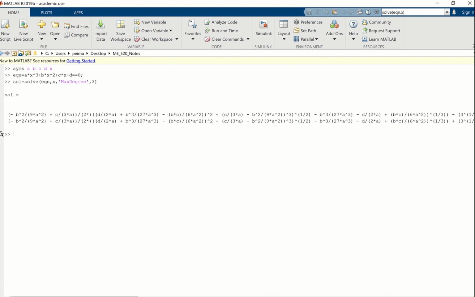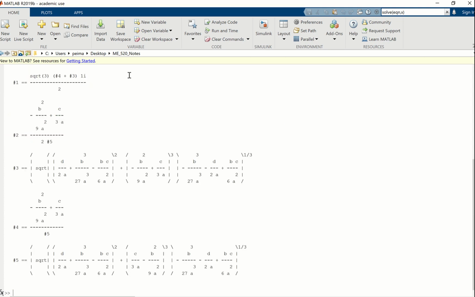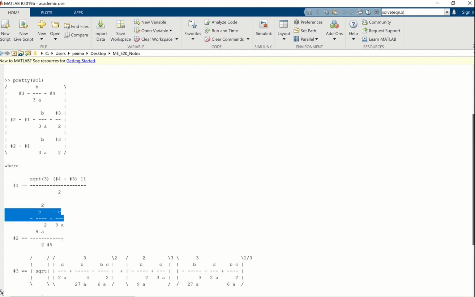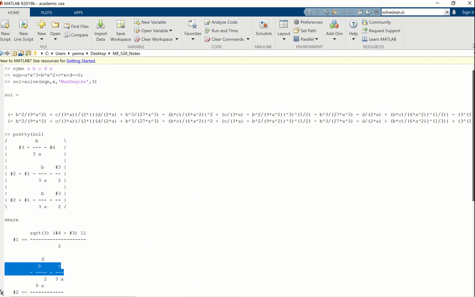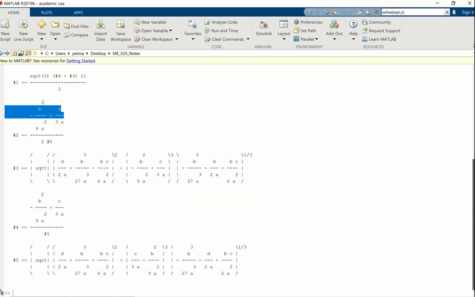Understand? So if you say pretty sol, this is gonna be your solution, guys. Let's move it up. Okay, so this is gonna be 1, 2, 3 solutions, where number 1 is this and number 2 is this, and you have to replace there. So this gives you a symbolic solution of Matlab.